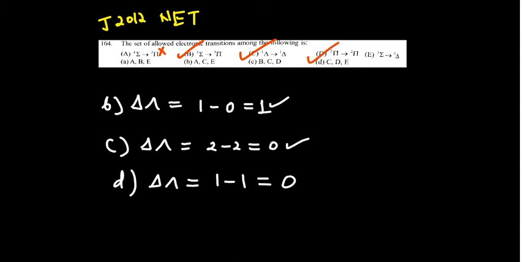Now go for the E. What E says, delta lambda, so 2 minus 0, that is 2. How? For this delta the value is 2, and for this sigma the value is 0. So this is 2, and you know delta lambda only 0 and plus or minus 1 are allowed. So this is actually forbidden.